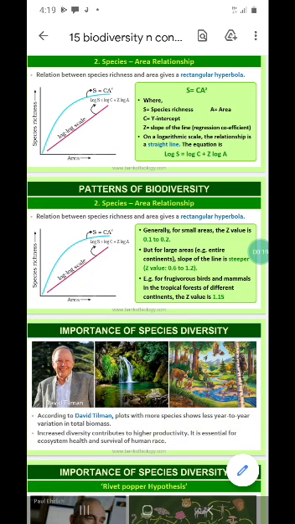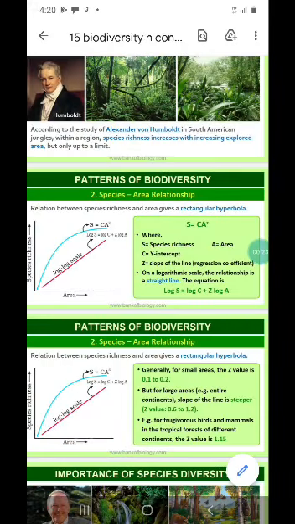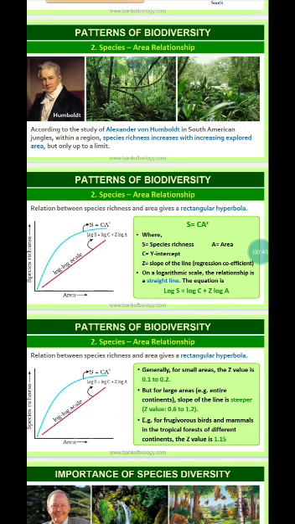According to Alexander von Humboldt, species richness increases with increasing explored area. First, if you explore a small area, you can find a small number of species, both plants and animals. If you increase that area to a larger area, you can find the species richness increases. Definitely it increases, but up to a certain level.